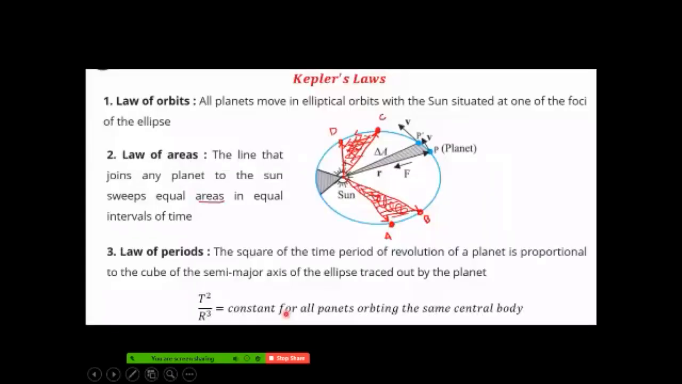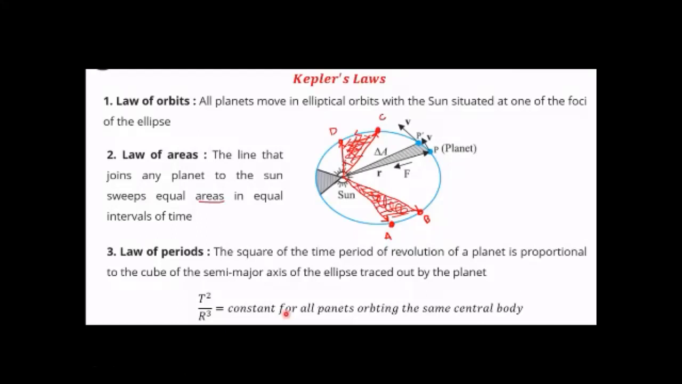Students, one more important thing is Kepler's law. Kepler's law of orbits means all the planets move in elliptical orbits. तो स्पेस में जितनी भी आपकी प्लैनेट्स हैं, वो सन के चारों ओर जो मूव कर रही है, that is moving in an elliptical orbit with the sun situated at one of the foci of the ellipse.